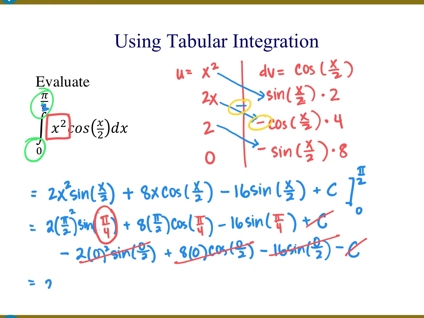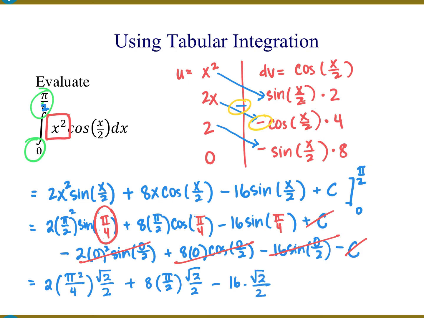So that's going to give me 2 times pi squared over 4, and then times the sine of pi fourths, which is rad 2 over 2. And then plus 8 times pi over 2 times the cosine of pi fourths, which is also rad 2 over 2. And then minus 16 times the sine of pi fourths, which is rad 2 over 2.